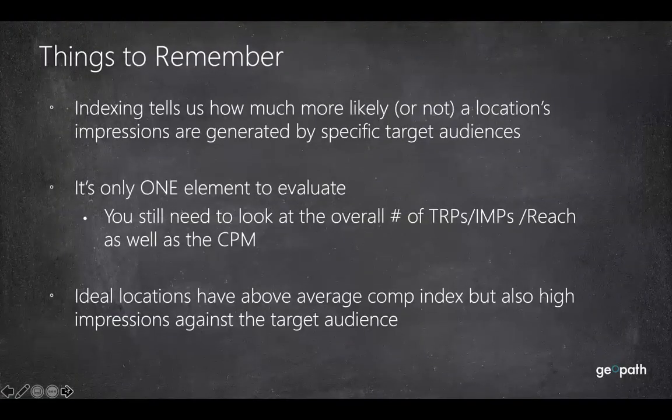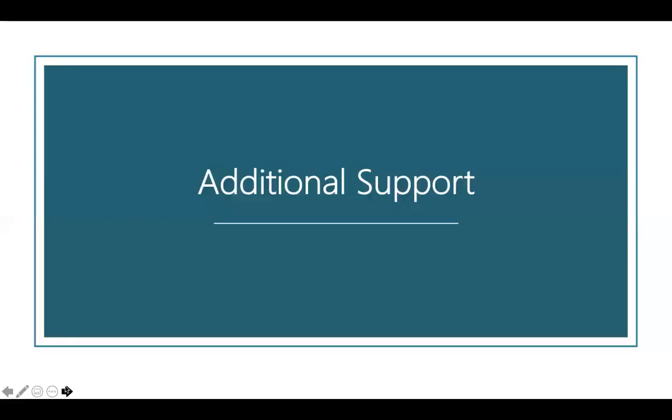Anyway, just to sum up, a couple things to remember. Indexing tells us how much more likely or not location impressions are generated by specific target audiences. So again, think about 100 as the mark, the average: above it, you're more likely; below, you're less likely. And I want to reiterate, I know I've said it a couple times, it's not just one thing. Look at the complete set of metrics you have available to you, and that will hopefully help guide you in selecting inventory. And again, there's no right or wrong answer. And that was about it for this.